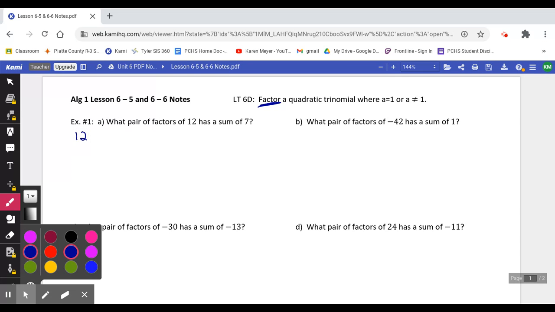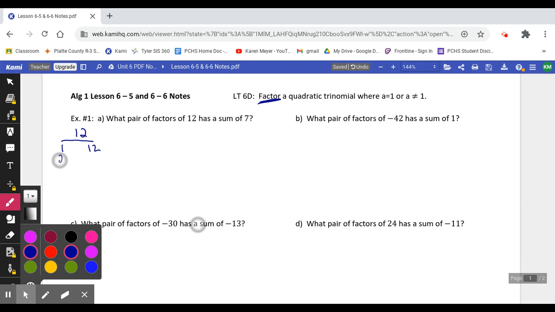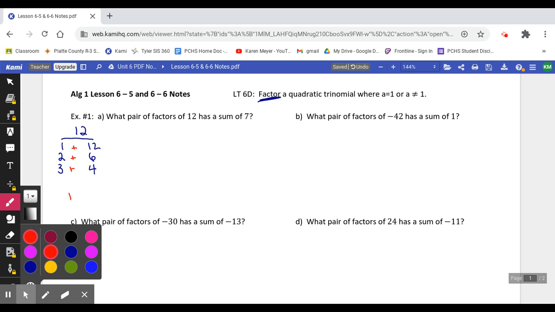So I would start here with 12. And what are things that go into 12? Well, you can always do 1 and 12. 2 goes into 12 6 times. 3 goes into 12 4 times. 5 does not. 6, then we're already back. So these are the only ones that go into it. And I want to know which one adds for 7. So if I add these up, which one of these pairs would add for 7? And hopefully everybody says that the factors would be positive 3 and positive 4.